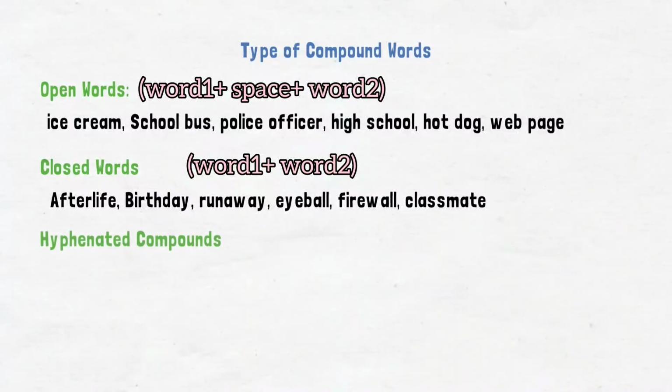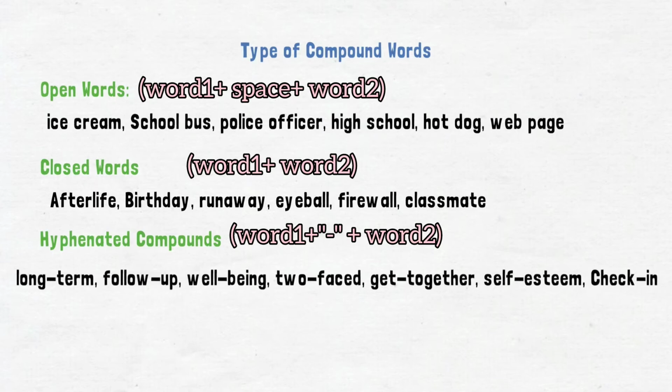Hyphenated compounds, which are made by two words joined by a hyphen. For example, long-term, follow-up, well-being, two-faced, get-together, self-esteem, check-in. Sometimes, more than two words can form a compound. For example, brother-in-law.